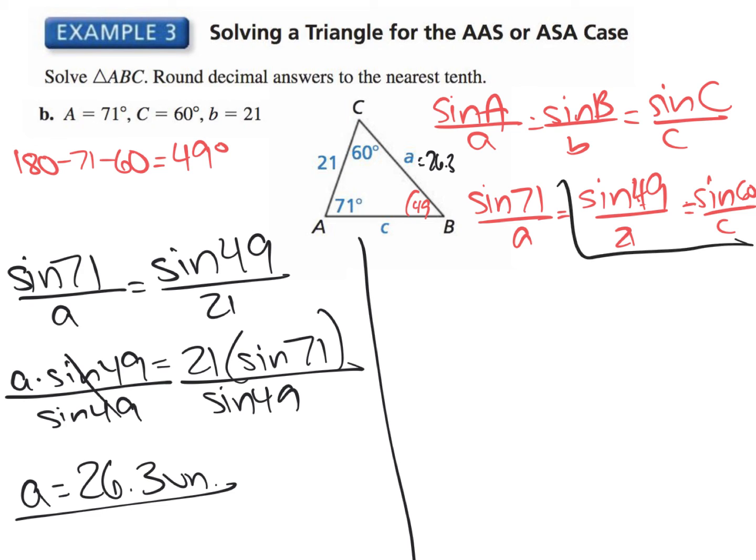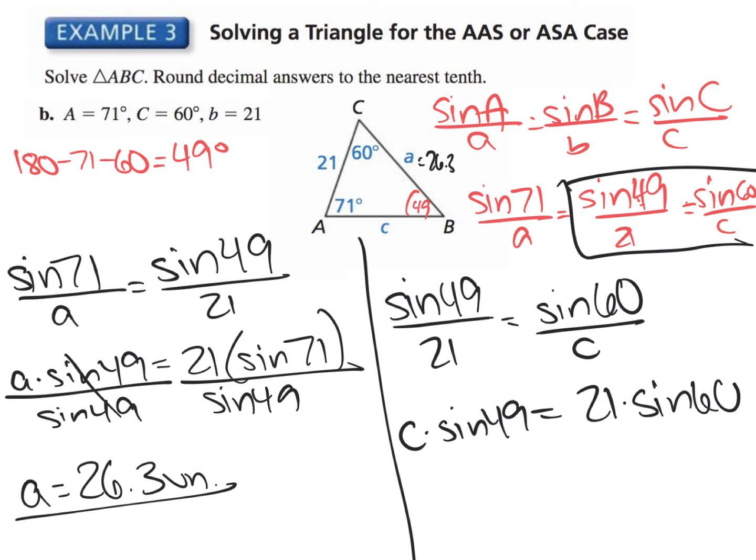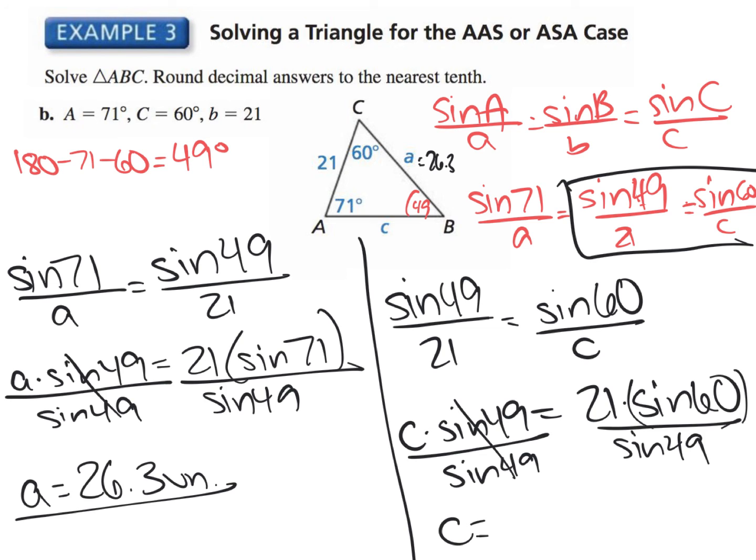So I'm going to go ahead and pull that side out. So that's sine 49 over 21 equals sine 60 over C. C times sine 49 equals 21 sine 60. Divide by sine 49. And then C equals, once again, plug into your calculator, and you should get approximately 24.1.